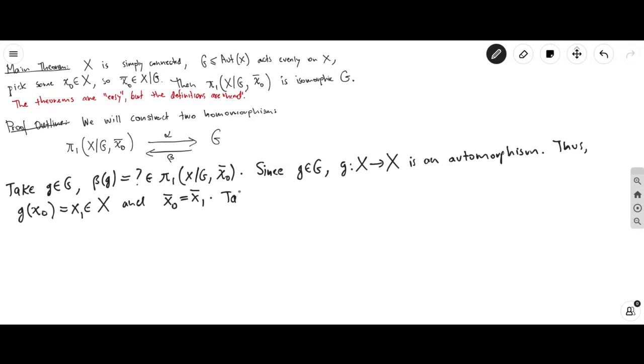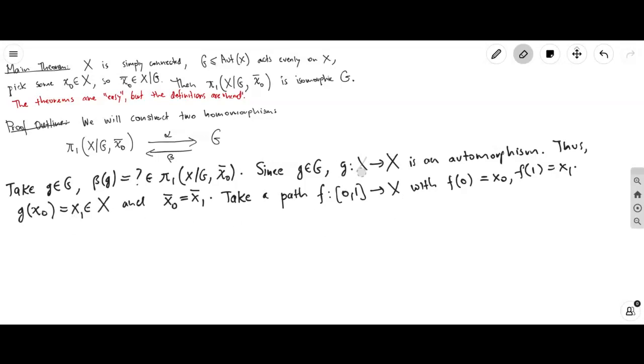Now, take a path. Let's call this path f. This is going to be a path in the cover with f of 0 equal to x0 and f of 1 equal to x1. The reason why you can do that is because we assume that our spaces are path connected, as we've been doing up to this point. So you have two points, x0 and x1. These are two points in this space X. So there's a path between those points. So you take a path between those two points.